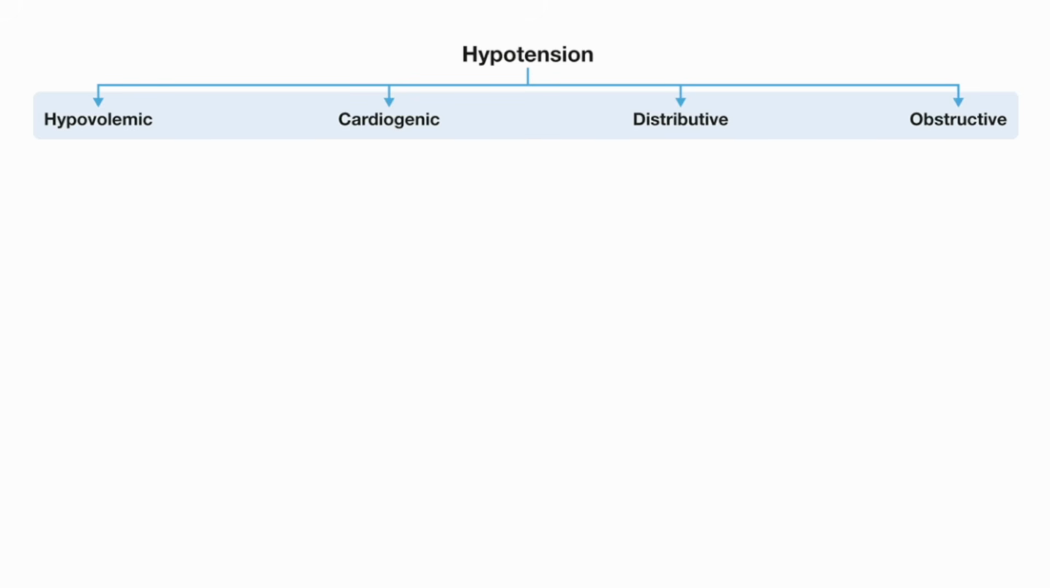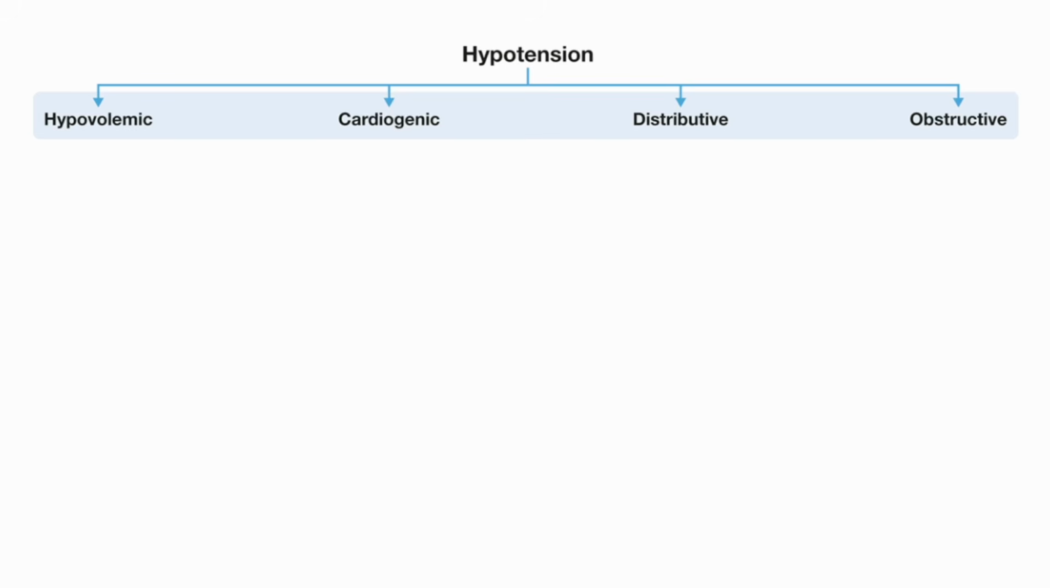The first is hypovolemic hypotension, where there simply isn't enough circulating volume to fill the vascular system and support cardiac output. The second is cardiogenic hypotension, where the heart itself is unable to pump effectively, so cardiac output falls despite adequate volume. Third is distributive hypotension, where the problem isn't the heart or the volume, but the blood vessels. Systemic vascular resistance falls because of pathologic vasodilation. And fourth is obstructive hypotension, where blood flow is physically blocked somewhere in the circulation, preventing adequate cardiac output, even though the heart muscle and volume may be normal.